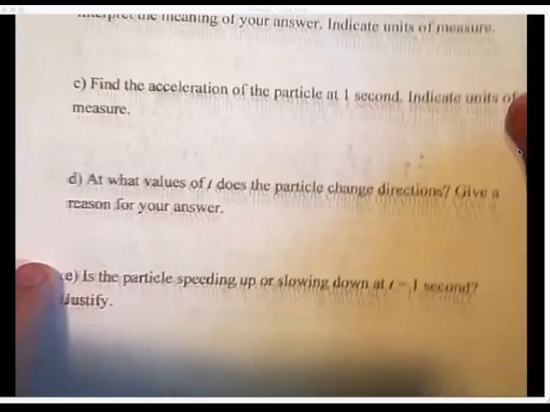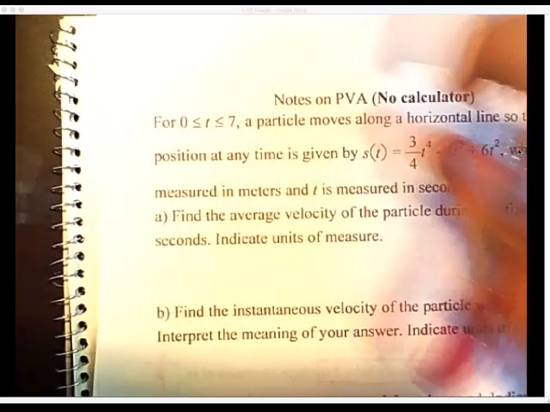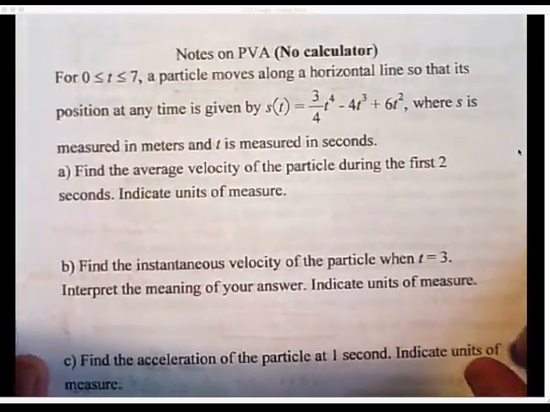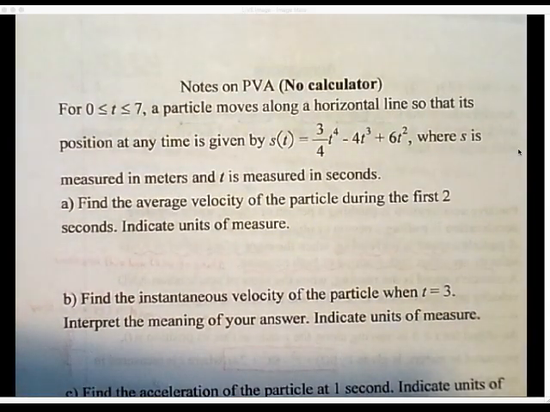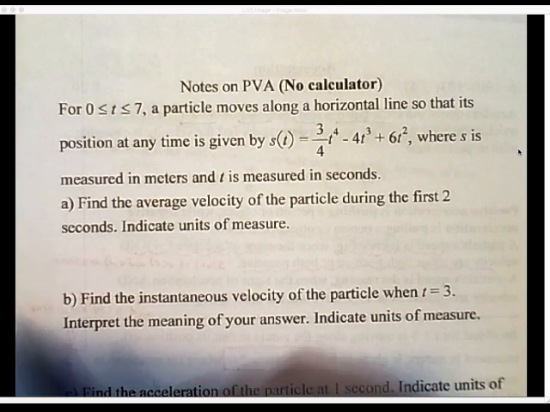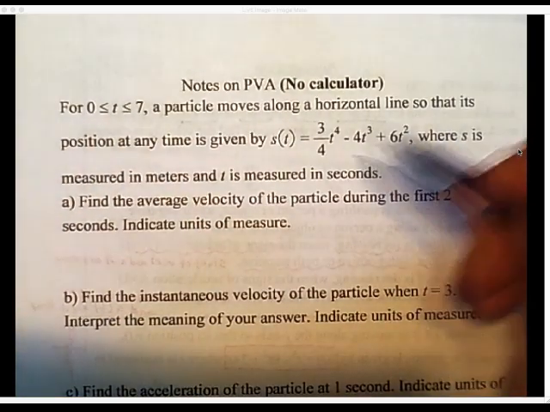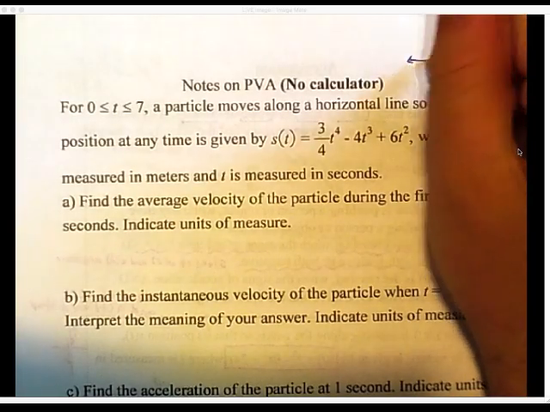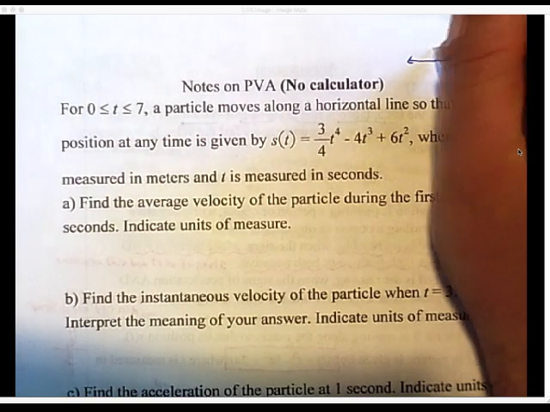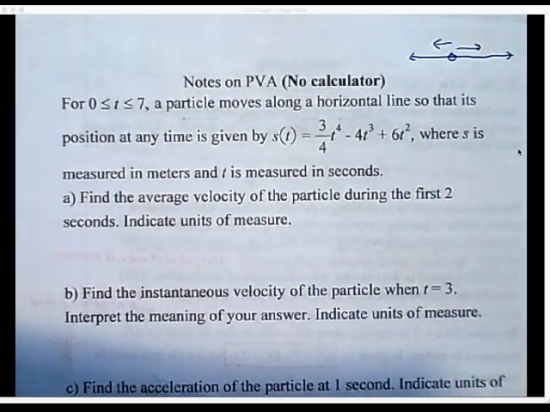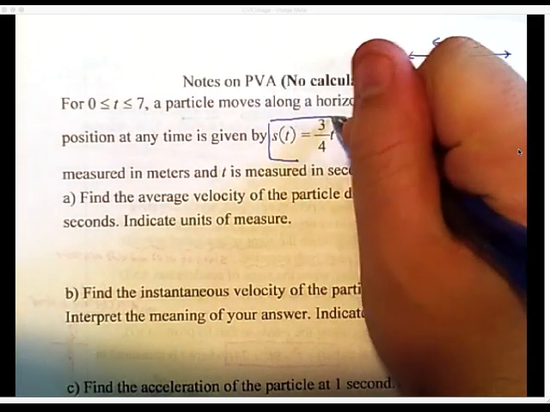All right. Another example problem coming up. So this next problem: for times between 0 and 7, a particle moves along a horizontal line. The particle starts somewhere and goes right and then left. It gives us the position function.